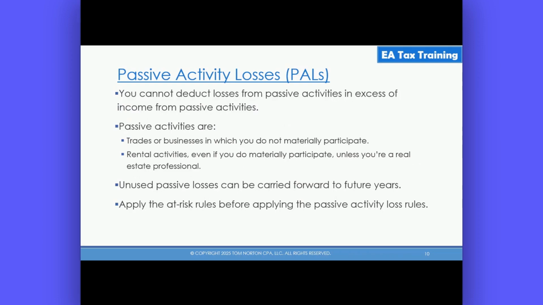Next, let's talk about passive activity losses. We did talk about this some in part 1, but we're going to go into more detail now. You cannot deduct losses from passive activities in excess of income from passive activities. What are passive activities? It is any trade or business in which you do not materially participate, or it is a rental activity, even if you do materially participate, unless you are a real estate professional. The rental activities piece we will go over later in video 8. For this video, we're just going to focus on the trade or business in which you did not materially participate.